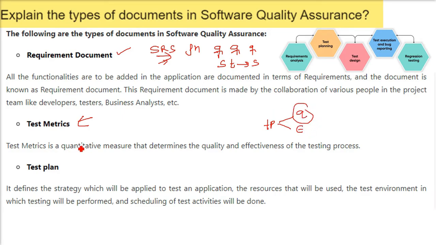Then we have a test plan. So we make a strategy for the whole organization and there is a test plan for a project. It defines the strategy which will be applied to test an application, the resources that will be used, the environment in which the testing will be performed, and the scheduling, that is who will do what. All of these are there in the test plan.